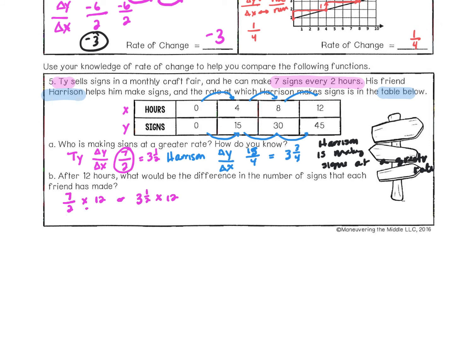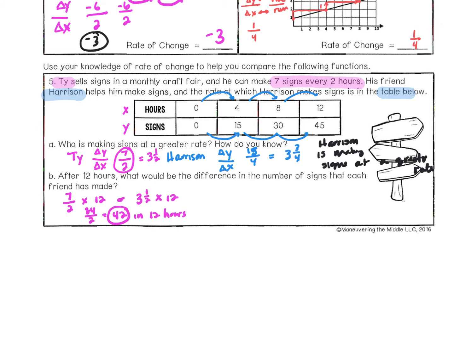Either way, here we would get 84 divided by 2, which would give us 42, and 3.5 times 12 would also be 42. So he'd be able to make 42 signs in 12 hours.